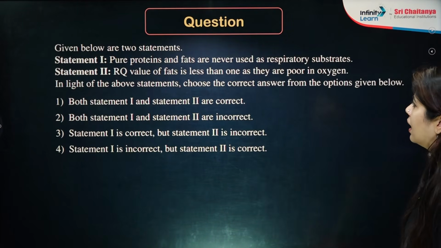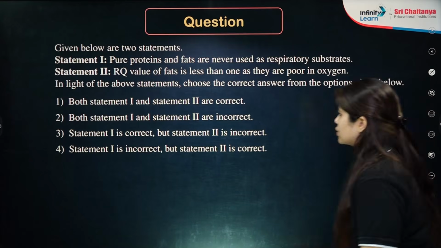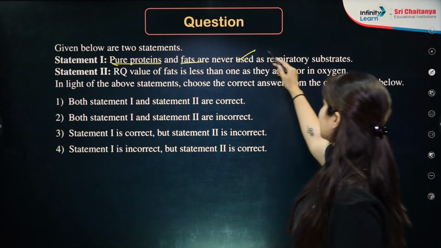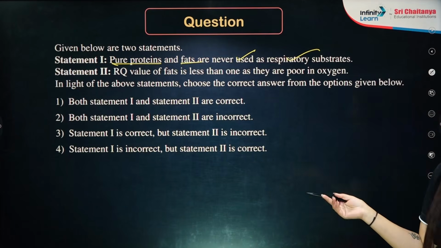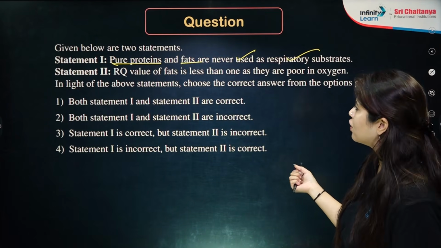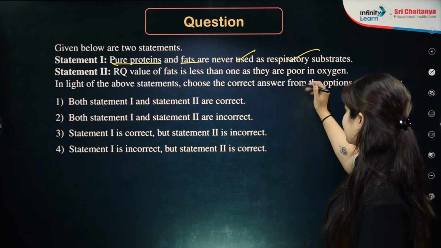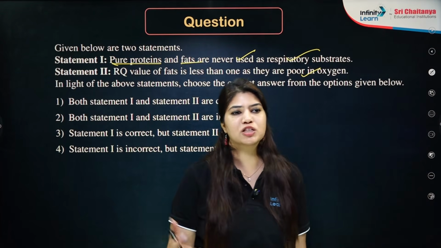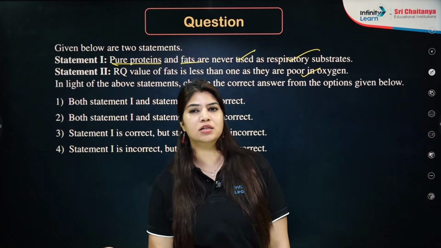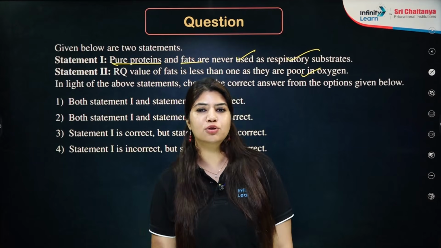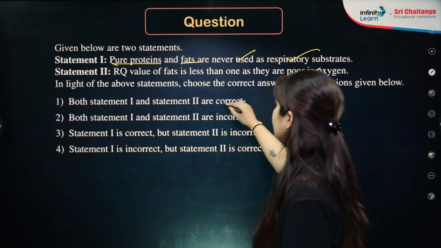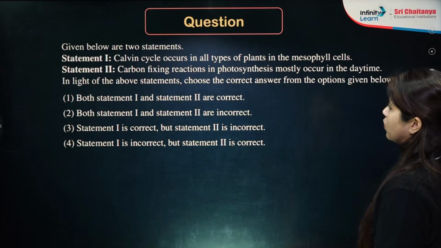Next, we have two statements in this question. First, pure protein and fat are never used as respiratory substrate. Yes, they are never used. RQ value of fat is less than 1 as they are poor in oxygen. So RQ value of fat and protein will always be less than 1. For carbohydrate, it will always be 1. For organic acid, it's always more than 1. Both the statements are correct. Answer is option number 1.